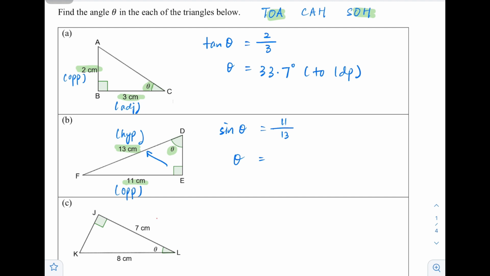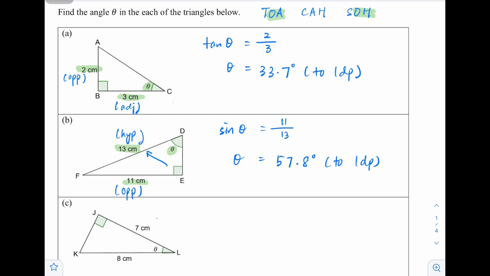So in order to find theta, again, you need to use your calculator. Make sure it's in the degree mode. Press inverse sine or second function sine 11 over 13, and you should get the angle 57.8 degrees to 1 decimal place.